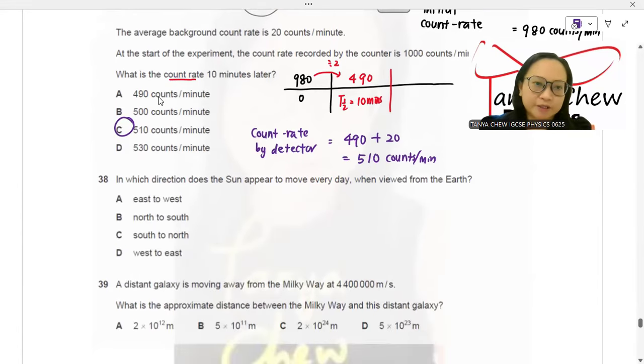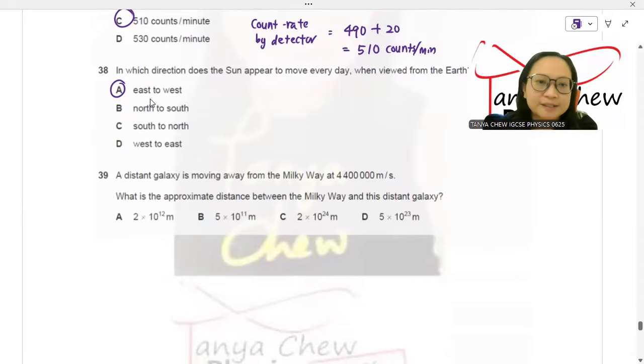Number 38. In which direction does the sun appear to move every day when viewed from Earth? From Earth, you see the sun move from east to west. Number 39. A distant galaxy is moving away from the Milky Way at 440,000 meter per second, okay? What is the approximate distance between the Milky Way and this distant galaxy?